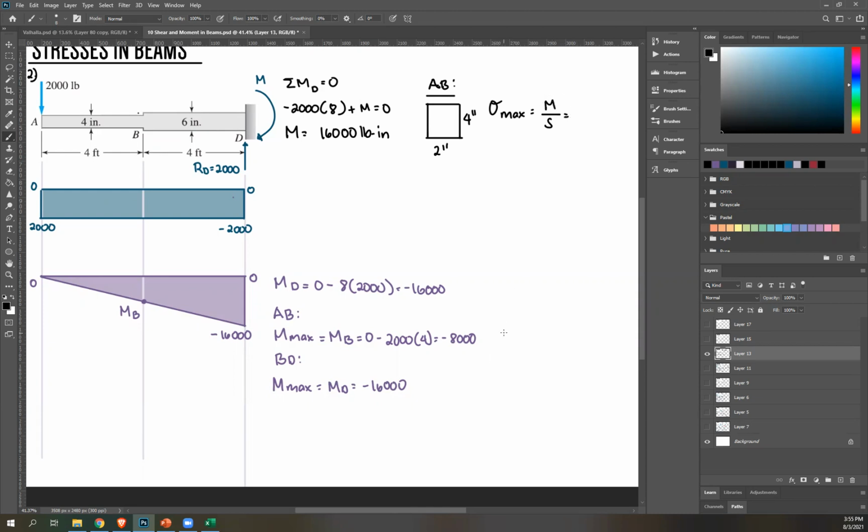So maximum M for AB is again 8,000. This is absolute value, right? So absolute value of negative 8,000. Let's write the unit. This unit is pound foot. Our standard unit is PSI, pounds per square inch, so I need to multiply this by 12 to convert your feet to inches, and then over S.